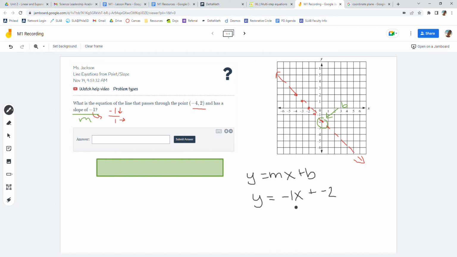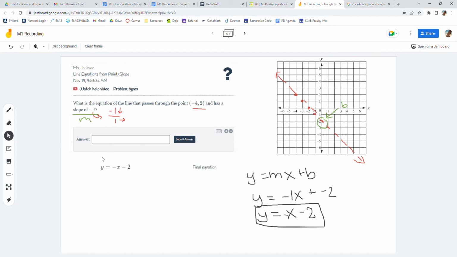And I can simplify this. We don't have to say -1x, we can just say -x. And instead of saying plus -2, we could just say minus 2. So that would be in y equals. We always have to put y equals. We should always have x and y in our final answer. That should be our final answer. Just to double check, I have the proper answer here, and you can see that that is what we got. Y is equal to -x minus 2.